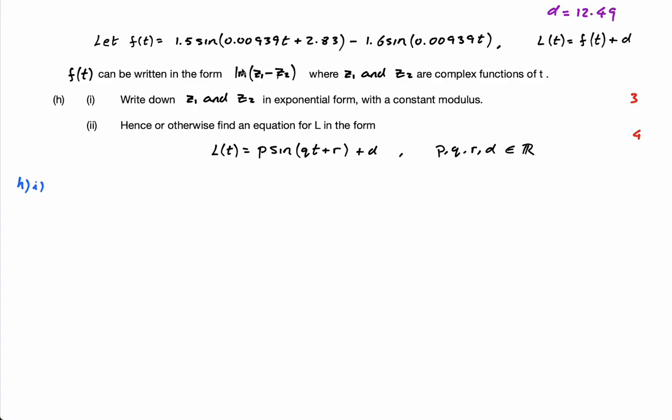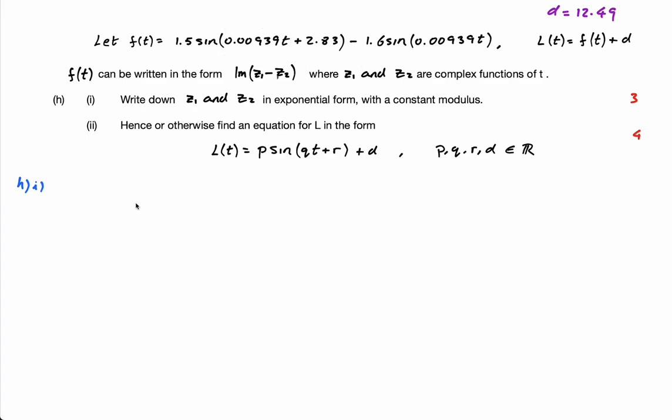But first, he says f of t can be written in the form the imaginary part of z1 minus z2, where z1 and z2 are complex functions of t. Write down z1 and z2. Okay, so if you recall, guys, this is going to be our z1 and this will be our z2, but it's the imaginary part of z1 and the imaginary part of z2.